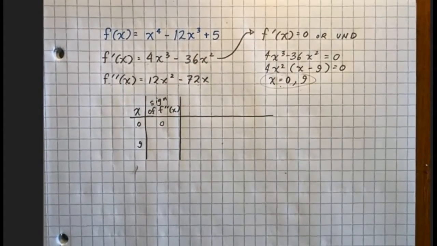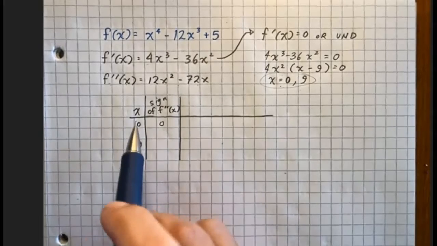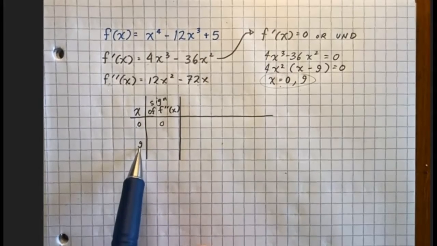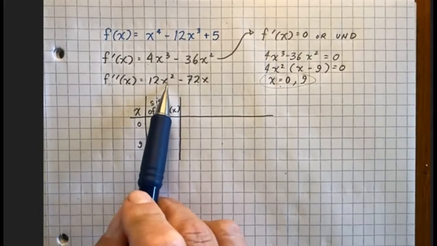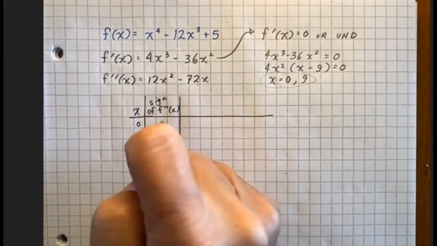So it's neither concave up nor concave down, so this is one of those cases where the second derivative test doesn't work. So we'll have to use the first derivative test on that one. We'll do that in a second. Let's see if the second derivative test works for the point 9 though. 12 times 9 squared is some big number, much bigger than 72 times 9, so this is going to be a positive value.